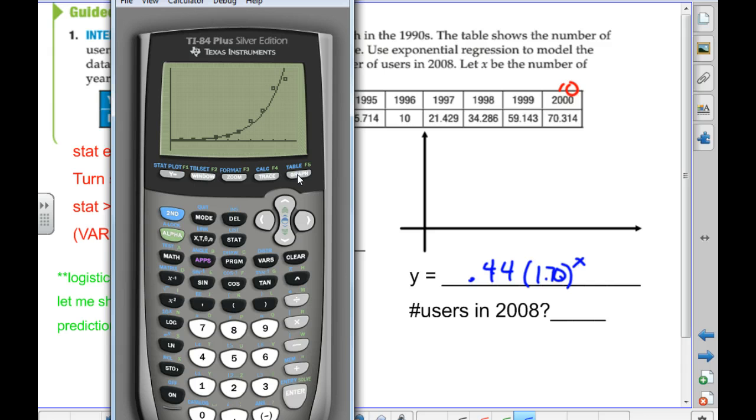All right? If you go second graph, you should now be able to type in a value. Even if you have a table there, it'll let you type in a value. What is 2008 from 1990, guys?